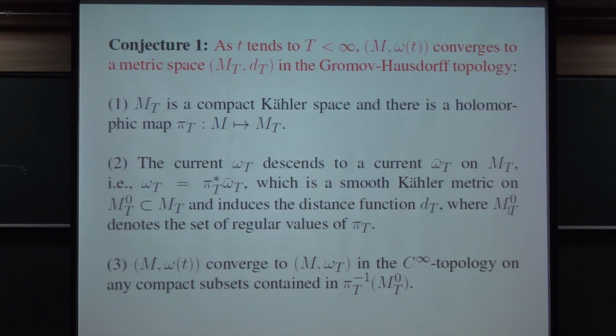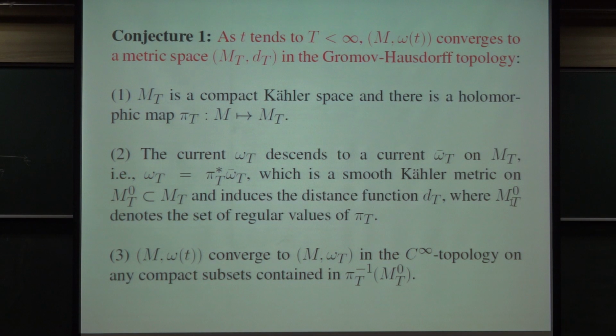First we say this M, the initial manifold, together with this family of metrics, converges to a metric space in the Gromov-Hausdorff topology. It's a weak topology, a topology about metric spaces, so don't worry about that. But in order to continue, we need to know this has certain regularities.